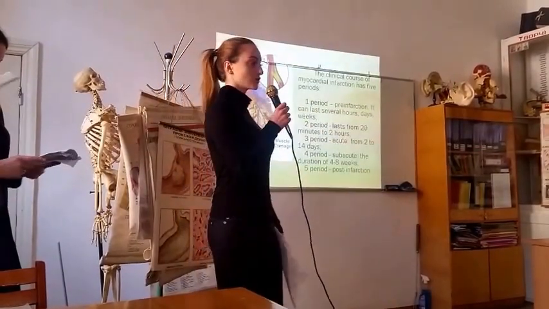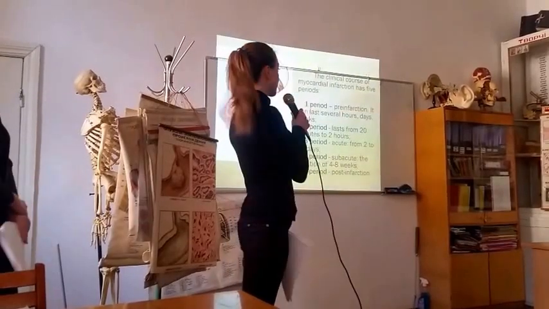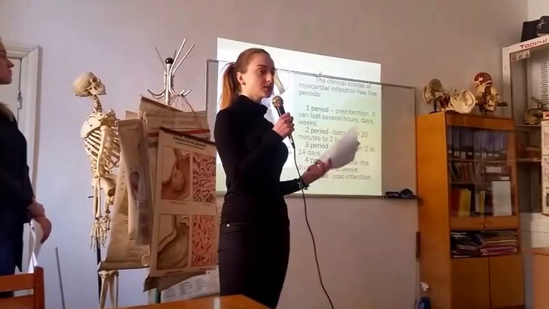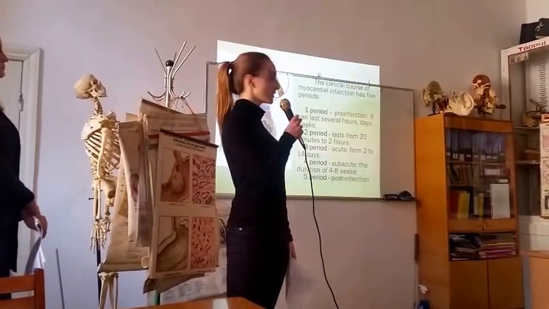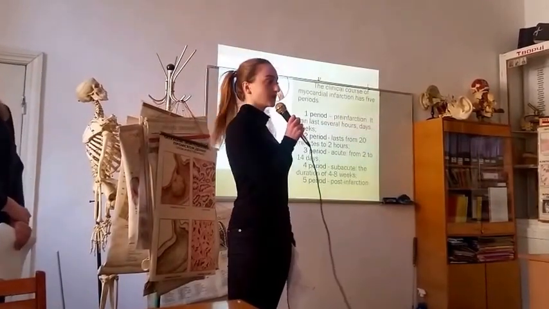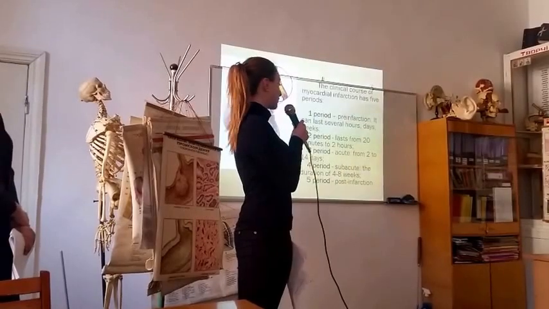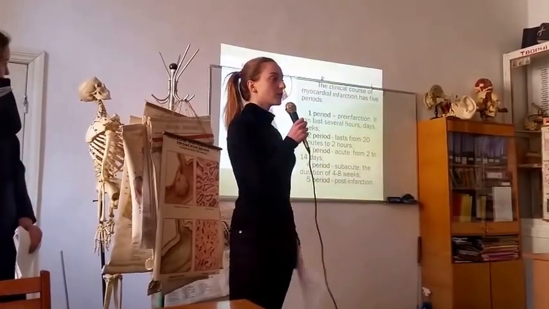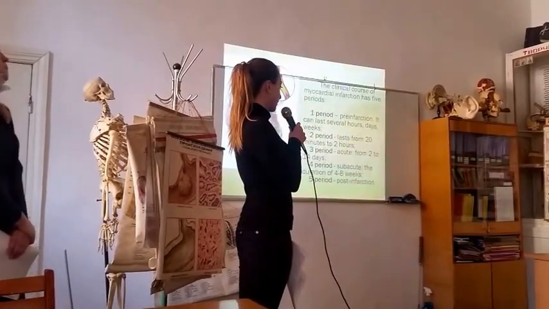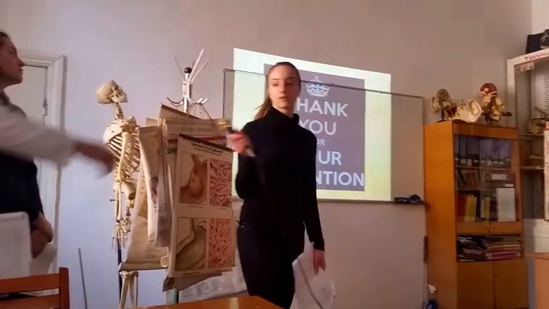And the clinical course of myocardial infarction has 5 periods. The first period is pre-infarction. It can last several hours, days, or weeks. The second period lasts from 20 minutes to 2 hours. The third period is acute, from 2 to 14 days. The fourth period is subacute, the duration of 4-8 weeks. And the fifth period is post-infarction.